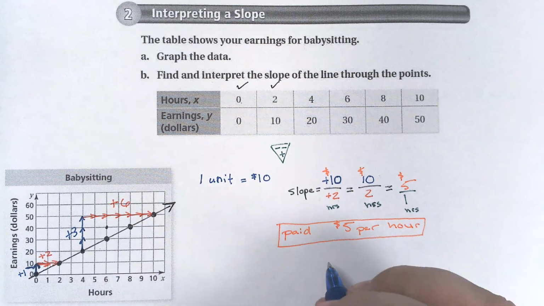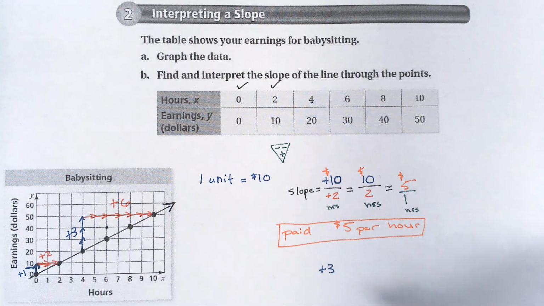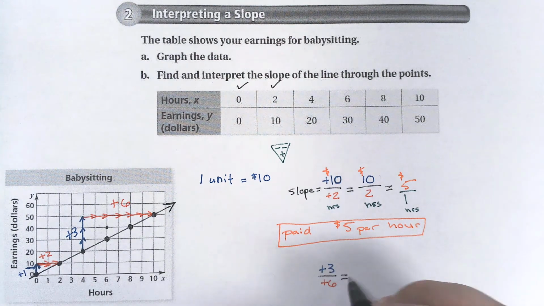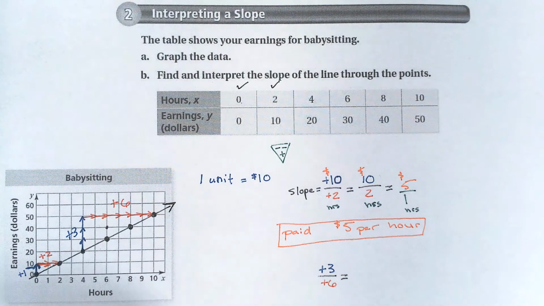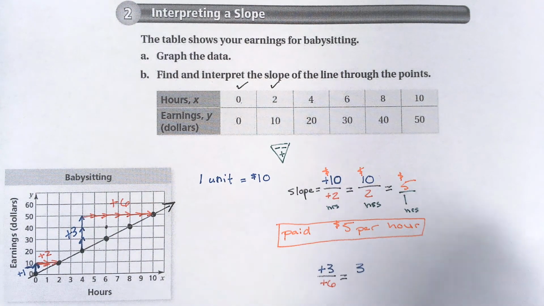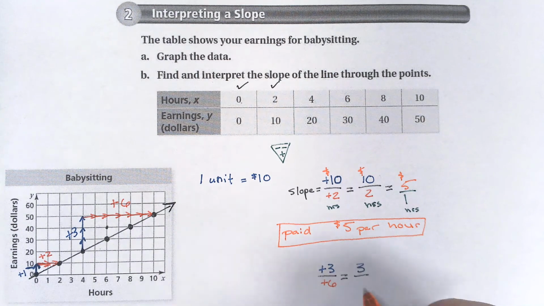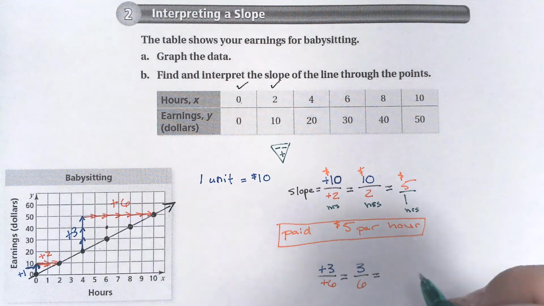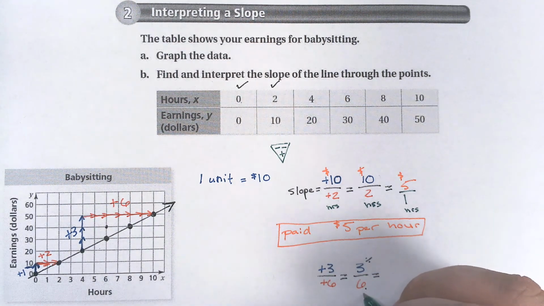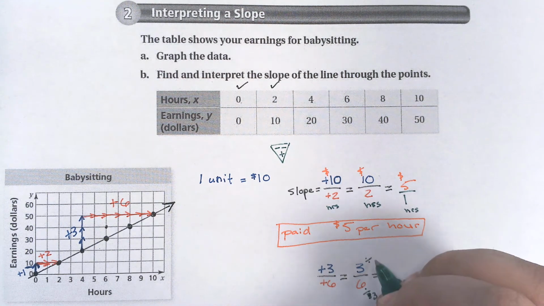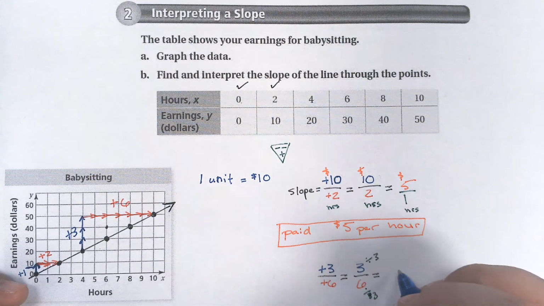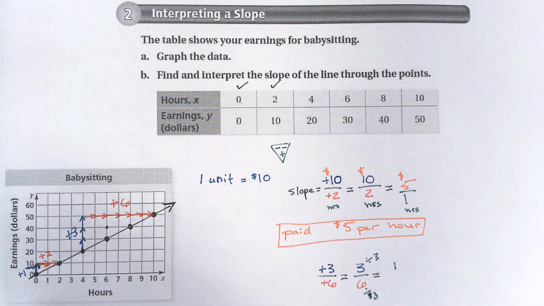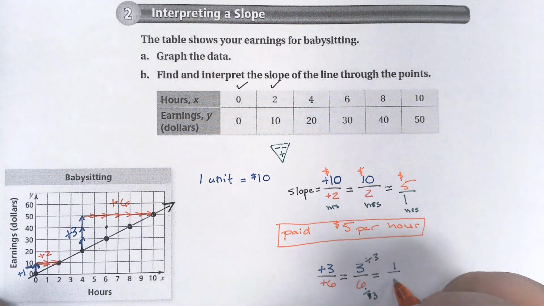What I'm going to find out is my slope is plus 3 over my run, which was plus 6. First thing I do is simplify my signs. Same signs, positive. So it's just 3 over 6. And I notice I can simplify that. So I'm going to divide each side by 3 because they share a factor of 3. 3 divided by 3 is 1, and 6 divided by 3 is 2.